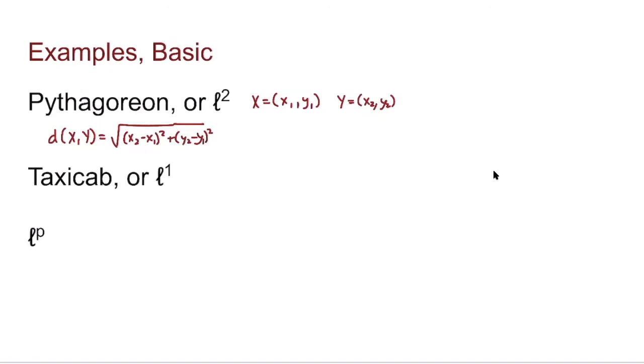In fancy mathematics, we call that L2, and the 2 relates to the square and the square root, the exponents there. So this is the traditional thing in high school algebra and calculus. That's the distance between 2 points in the xy plane typically.